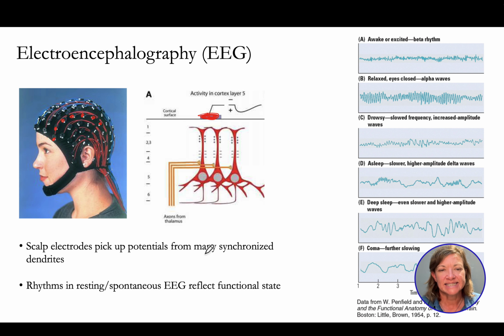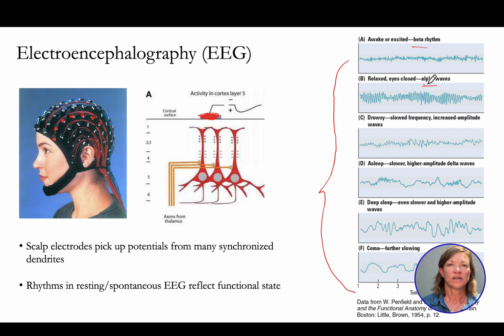And in this case, EEG is being used to pick up resting or spontaneous activity. And this reflects a functional state of the brain. So you can see here we've got characteristic features of EEG brain activity in different states. There's a beta rhythm associated with excitement. Alpha waves are a feature of EEG associated with relaxation, and so on. And you can somewhat reliably determine state of consciousness, including things like coma, via EEG.